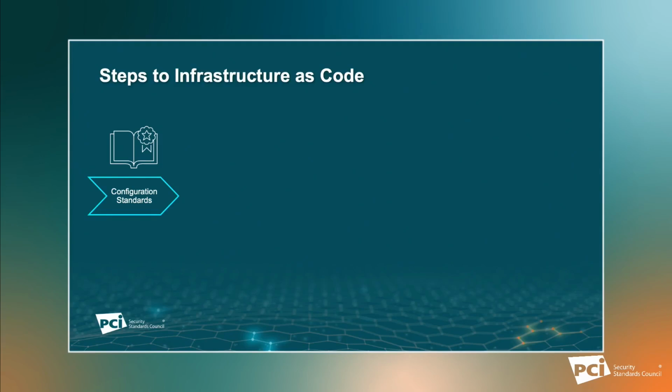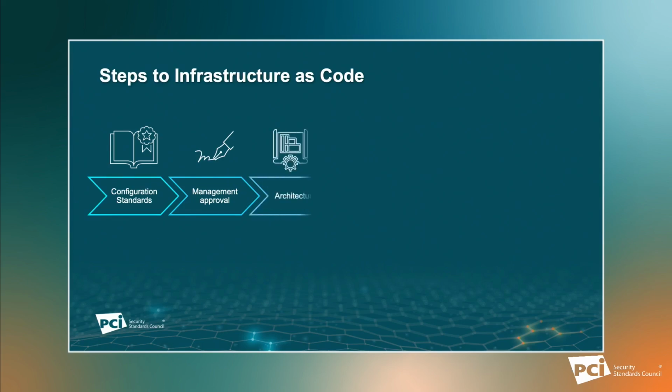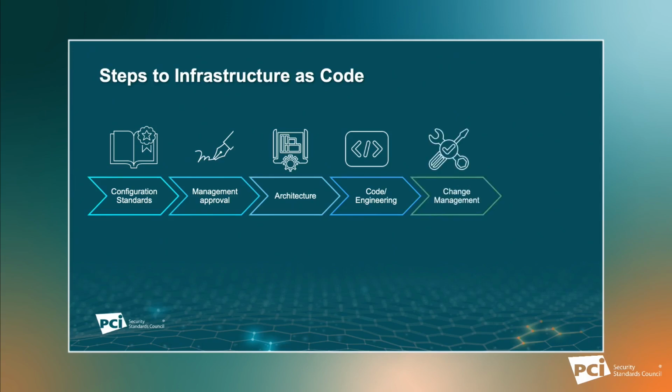So now let's look at how system deployments work in traditional versus IaC environments. The processes in IaC are similar to the steps for a traditional network architecture. You set the configuration standards, you get management approval, determine the network architecture, develop or code the actual configuration script, go through the organization's change management, including approvals and testing. Finally, you deploy the code to create the device in production.